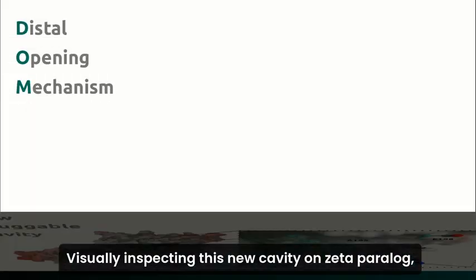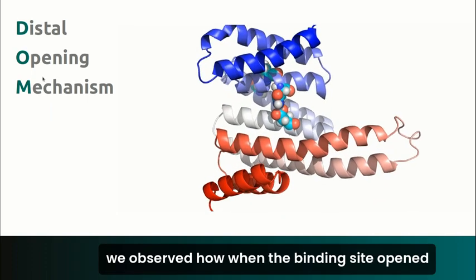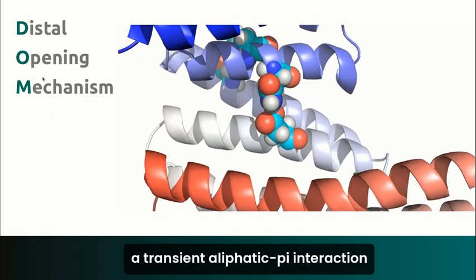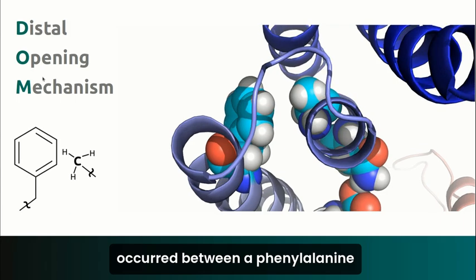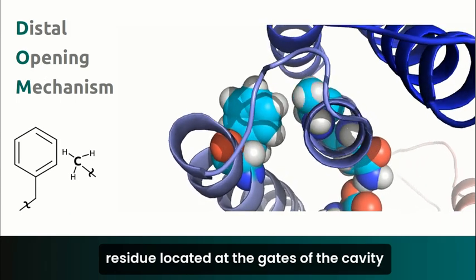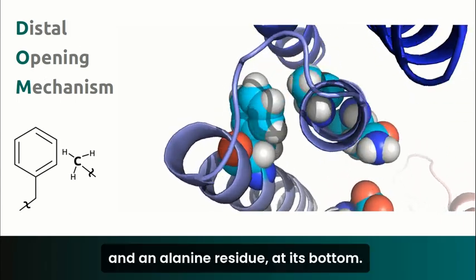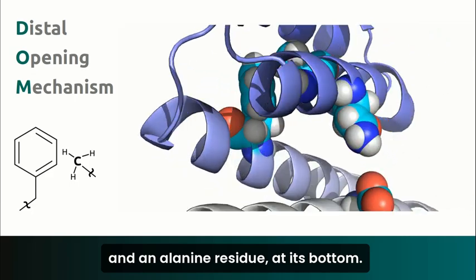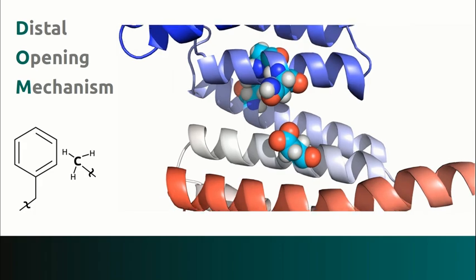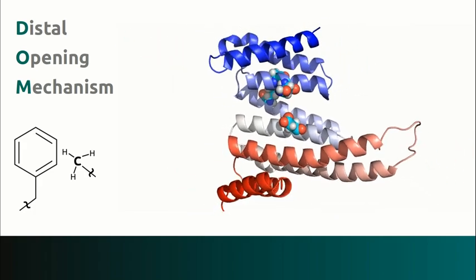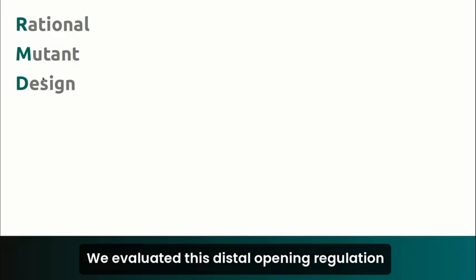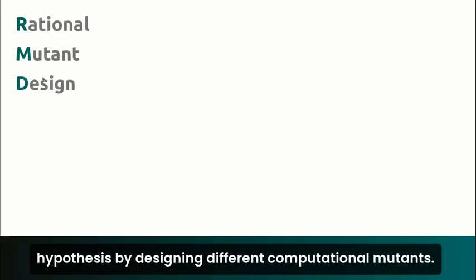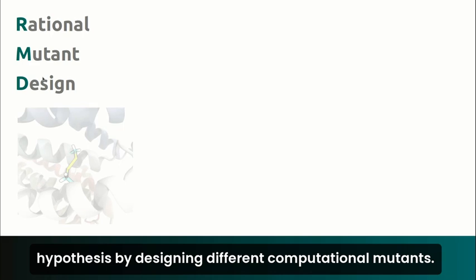Visually inspecting this new cavity on zeta paralog, we observed how, when the binding site opened, a transient aliphatic pi interaction occurred between a phenylalanine residue located at the gates of the cavity and an alanine residue at its bottom. We evaluated this distal opening regulation hypothesis by designing different computational mutants.